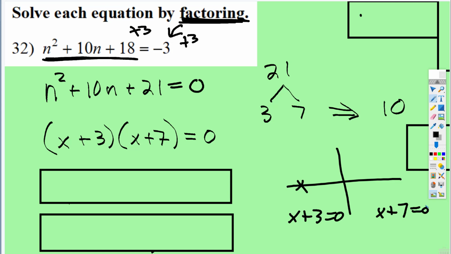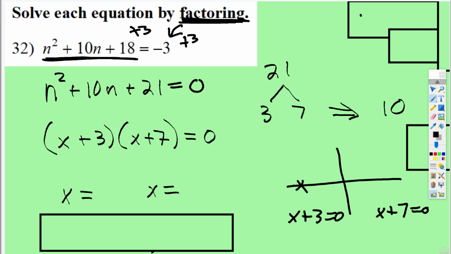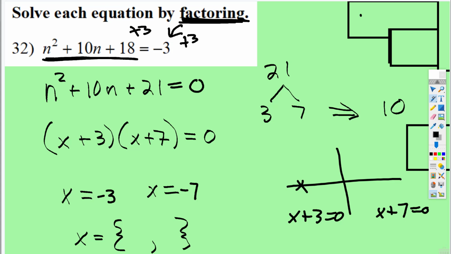But what I teach my students, kind of as a shortcut, is whatever zeroes out positive 3, 3 plus what is equal to 0? Negative 3. And negative 7 zeroes out positive 7. And then you can put it in solution set. Since this is a solution, those are both x values, so don't put it in parentheses.